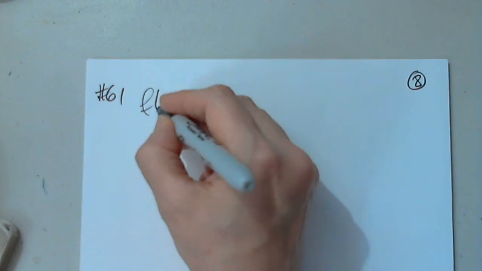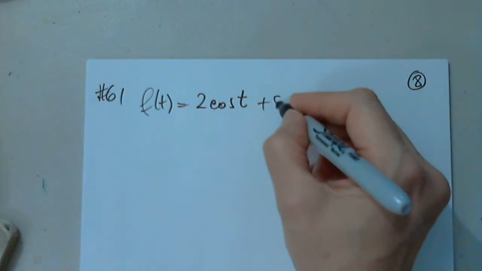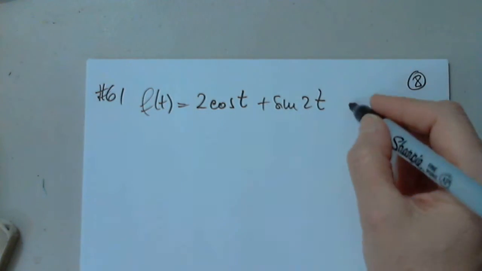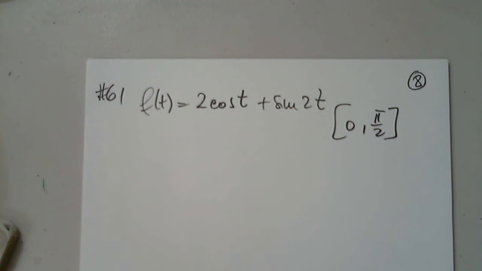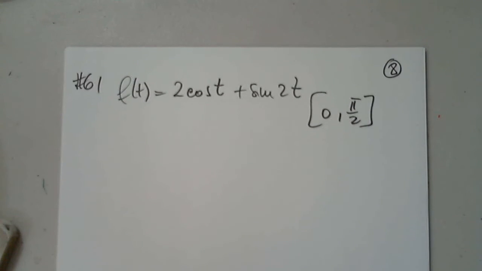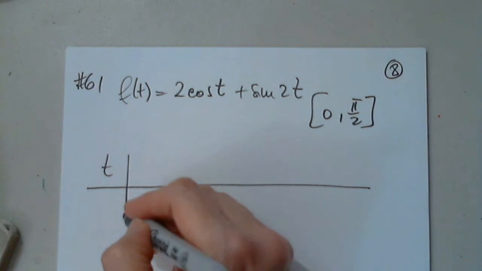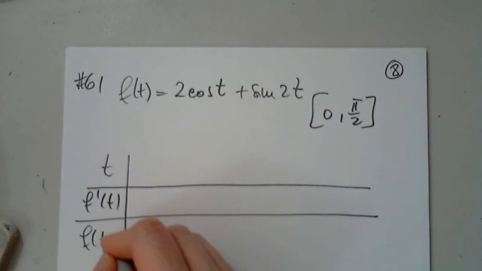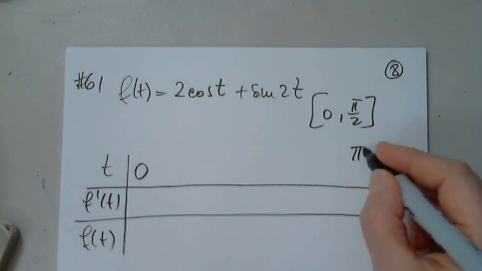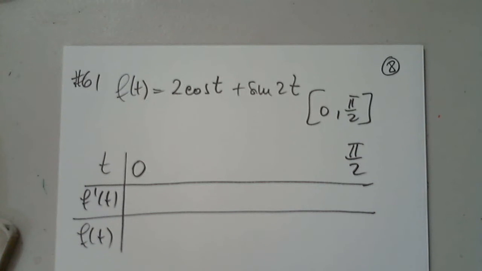One, we have f of t equals 2 cosine t plus sine 2t on the interval 0 to pi over 2. This is a situation in which we are given the domain, so in this case we do not have to worry about the domain. So this is f prime of t, this is f of t, and this is 0 to pi over 2, carved in stone. So no worries there.